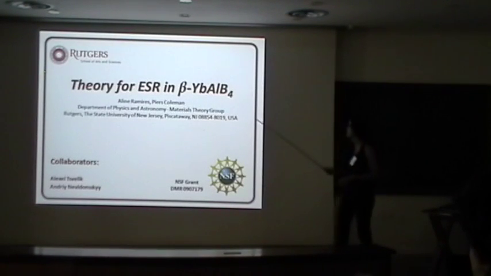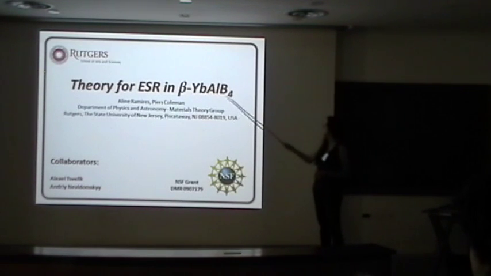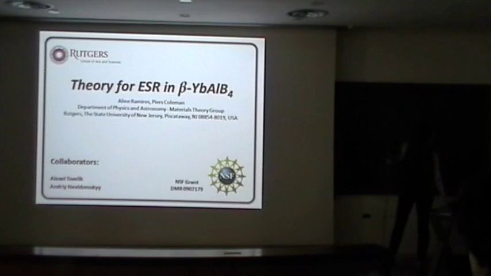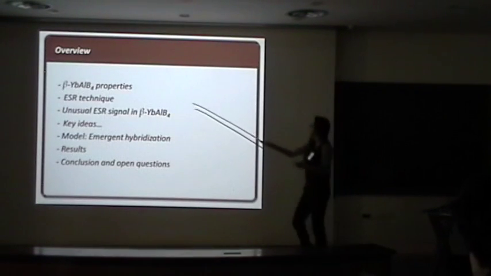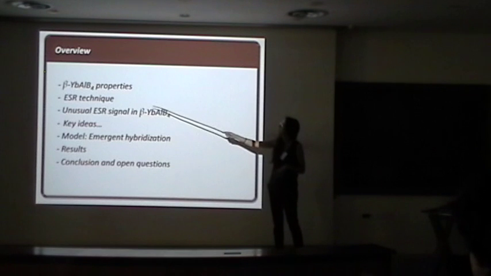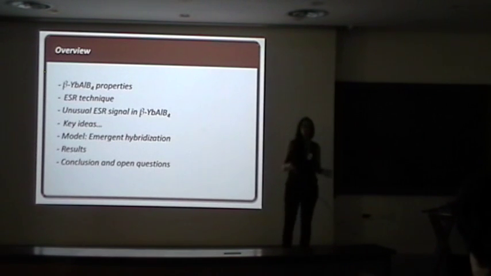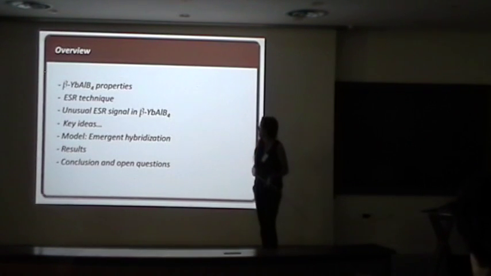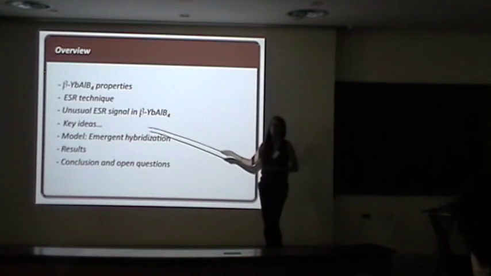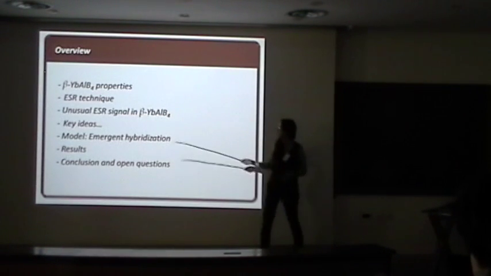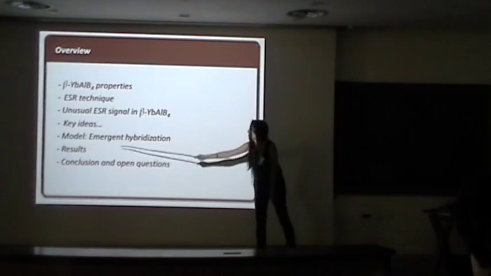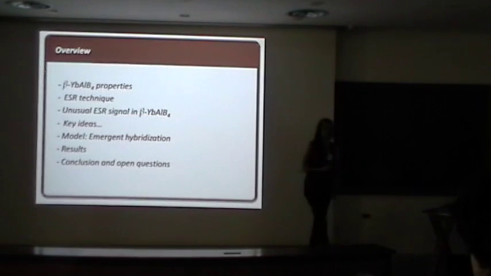Ramires, and I just started working with Piers Coleman on this new material called beta phase ytterbium aluminum boron 5 that we call YbAlB4. So I will start telling you what are the general properties of these materials, then telling you what this ESR technique measures, and why we have an unusual signal in this material in ESR. Then I'll introduce the key ideas to understand this unusual signal. And then we see that we need a model with an emergent hybridization to explain that. And after that, I will show you the results and conclusions and open questions.